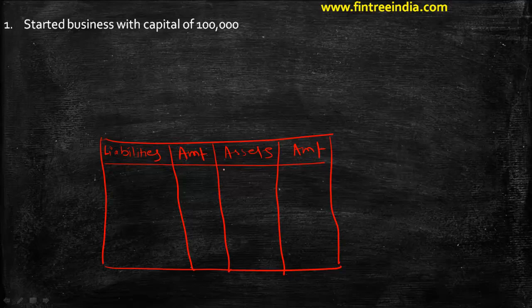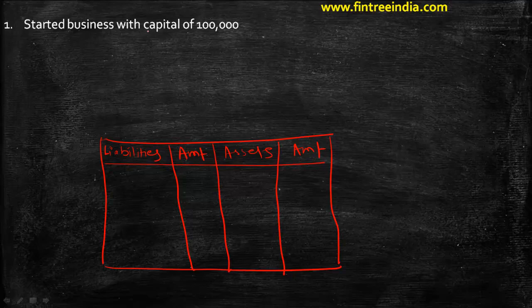There is no specific rule regarding this. So this is the convention that we follow in India. The convention might be different in different countries. That means you might encounter a balance sheet where liabilities are on the right hand side and assets are on the left hand side, but it doesn't matter because the logic remains exactly the same. So now let us start putting these entries into our balance sheet. First transaction, started business with capital of 100,000.